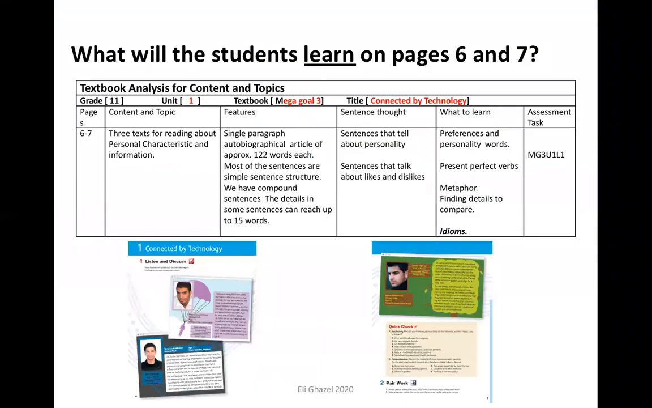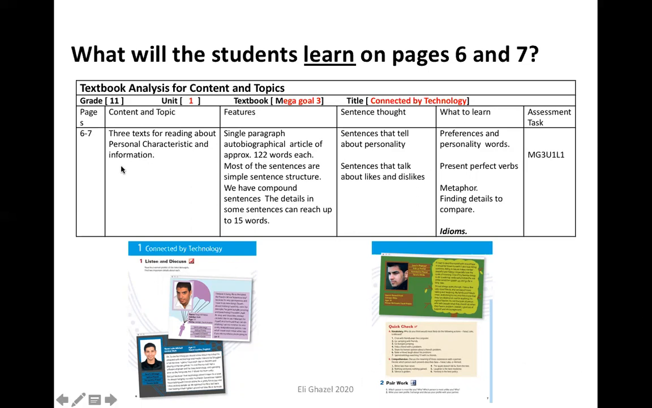When we want to design learning, we need to ask ourselves this first question: what will the students learn on pages 6 and 7? Many people tend to look at the pages and just read what's off the pages. However, anything that we learn on the page of a book needs to be something the student is able to use in different contexts. So let's look at a quick analysis of what the students will learn on pages 6 and 7.